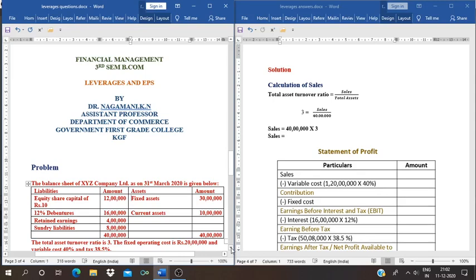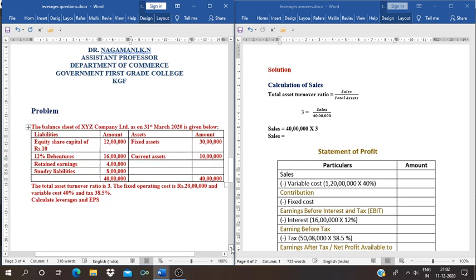Welcome, my dear students. In this session, I am going to solve the problems on calculation of leverages and also EPS. First, we will see the problem.